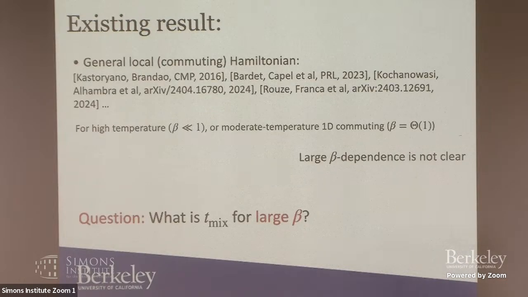In the literature, there are a lot of works studying the mixing time of Lindbladians. Some of them are for the Davies generator. Some of them are for the new Lindbladian that was proposed recently. However, most of them focus on the high temperature regime, meaning beta is very small, or the moderate temperature 1D commuting case, meaning beta is order 1. And how the mixing time depends on large beta is not very clear. So here we ask a very natural question: what is the mixing time for large beta, meaning the low temperature case?